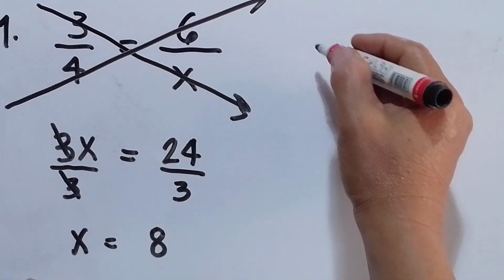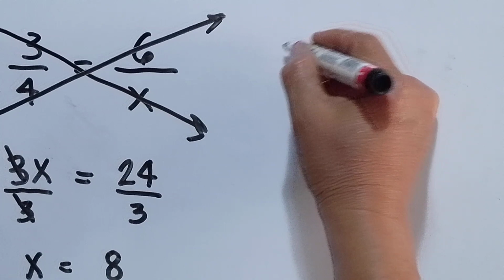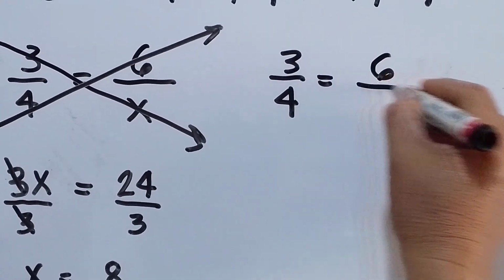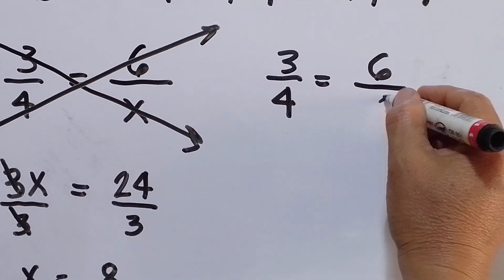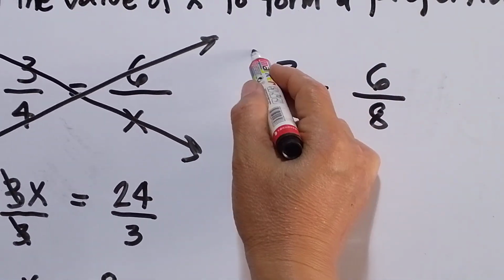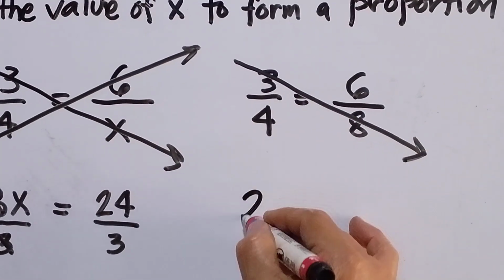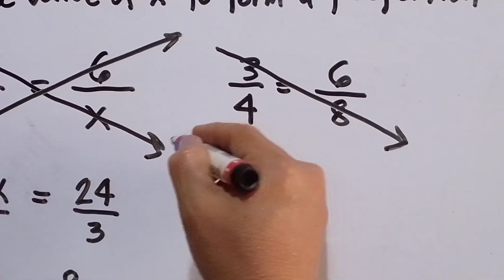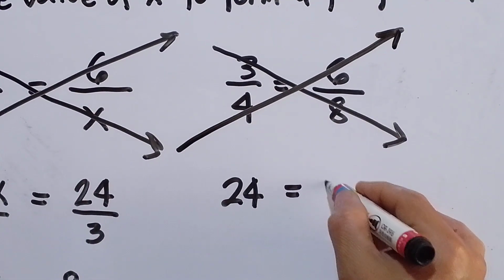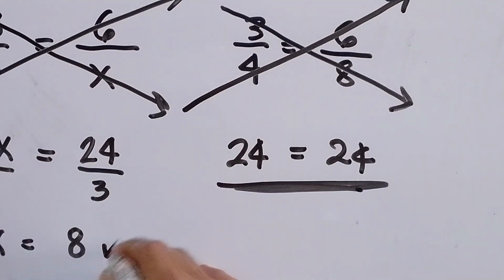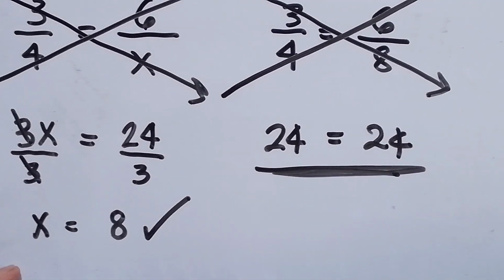Now let us check if this is proportion. So 3 over 4 is equal to 6 over x, and then we will substitute the value of x, which is 8. Then we will apply cross multiplication. 3 times 8 is 24, and then 4 times 6 is 24. So therefore, they are equal. It means x is correct. Now let's proceed to number 2.